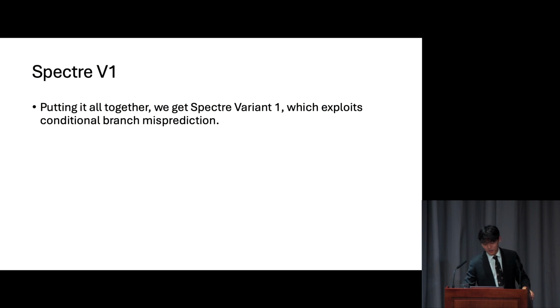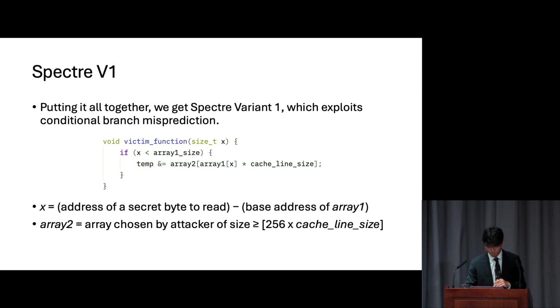But if you focus on a single variation of Spectre, which is Spectre v1, the first Spectre found, the big daddy of Spectres, then putting everything we know all together, we get Spectre variant 1, which exploits conditional branch misprediction. Let's say we have this victim function that we are going to exploit. This victim function has an argument x, and it checks if x is less than array1_size.